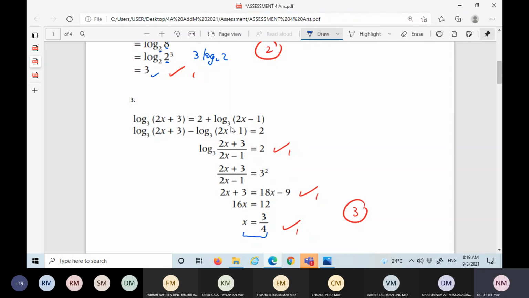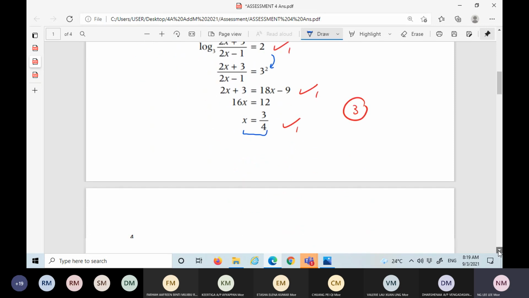Okay, so we start. I try to drag the logs together to one side, then the number to the other side. So this one plus, move to this side, becomes minus. When you have log minus log, combine it and it becomes a single log, divide. And then when you come to here, change from the log form into the index form. This one is very important. Then after that, the 3 to the power 2 is 9. Then you just solve it. So this is for number 3, 3 marks.